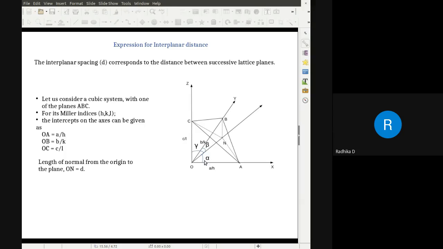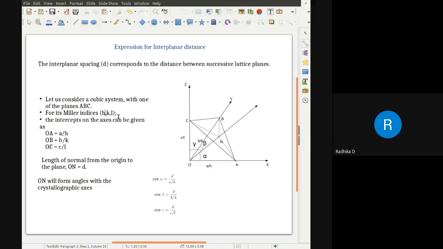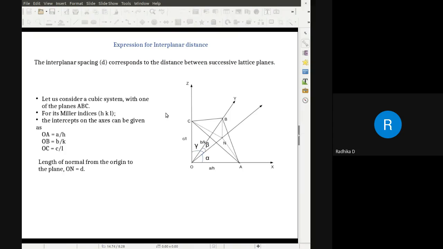Next, with respect to the direction of the X-axis, ON will make an angle alpha. So from the normal to the X-axis, angle alpha. From the normal to the Y-axis, angle beta. From the normal to the Z-axis, angle gamma. Now suppose this plane has Miller indices HKL, then the intercept OA is A by H, distance OB is B by K, and distance OC is C by L.